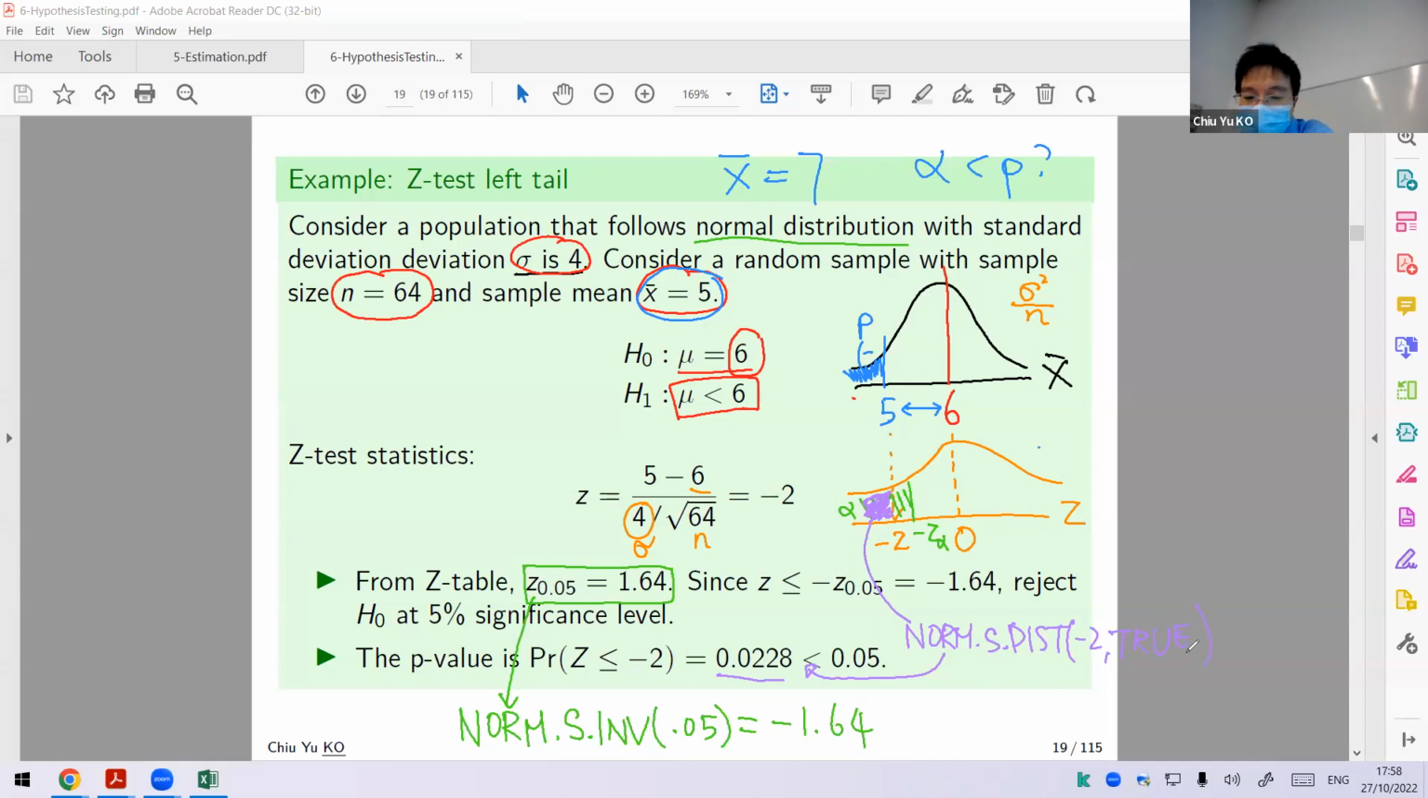So you can see the procedure is exactly the same, but we just have to be careful. The idea is the same: is it sufficiently smaller than the mean? When you compare how small or big, you look at the probability.